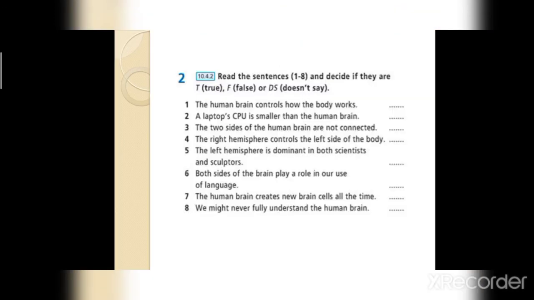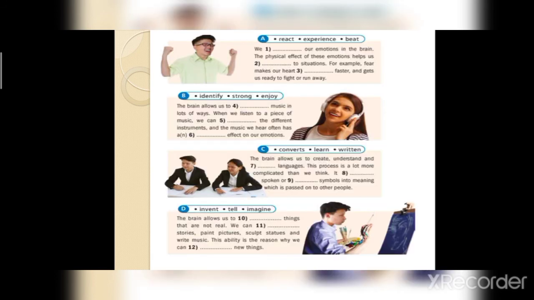Our task is to read the sentences 1 to 8 and decide if they are true, false, or doesn't say. First of all, you must read the previous text to do this task. And the next task is, they are given A, B, C, D points. You must put these words where they are necessary.